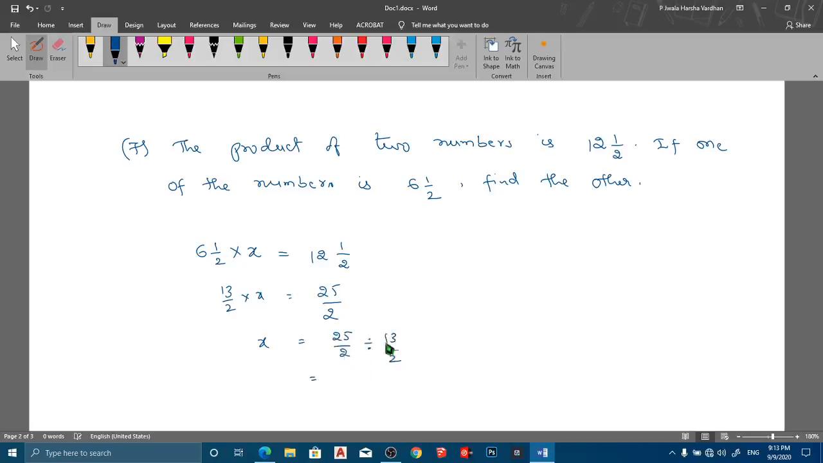So now you know how to divide two fractions. So x is equal to, take the first fraction as it is, convert the division into multiplication, and take the reciprocal of the second fraction. So now you can cancel the 2 on the 2. So x is equal to 25 by 1 into 1 by 13. So this number you have to take and multiply with the 6 1 by 2 to get the 12 1 by 2. So this is the answer.